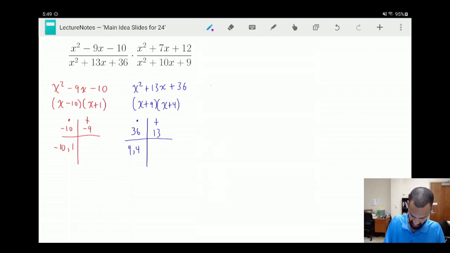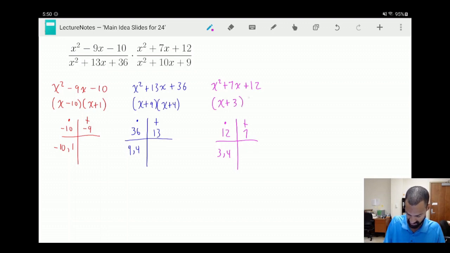Okay, let's go on to x squared plus 7x plus 12. I need 2 numbers that multiply together to be 12, but add together to be 7. Okay, that would be 3 and 4. 3 times 4 is 12. 3 plus 4 is 7. So this will factor as x plus 3 times x plus 4.